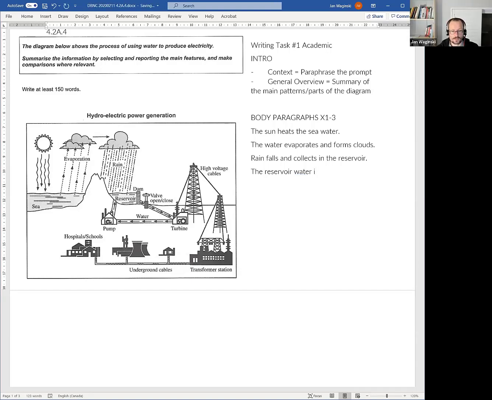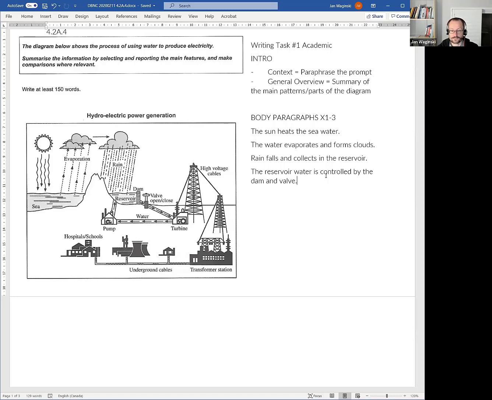Okay, is controlled by, let's see where this goes. Is controlled by dam and valve. I'm not crazy about this one, but let's just keep moving, okay? We don't have to get it perfect, we just have to get all the parts down first to make sure that we satisfy the task achievement criteria, which is to describe all of the main steps.